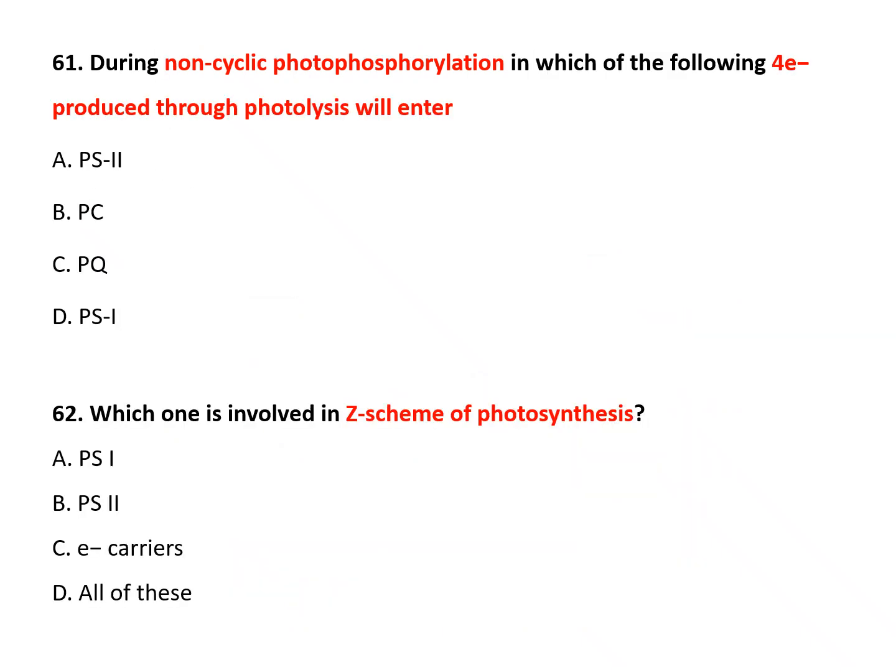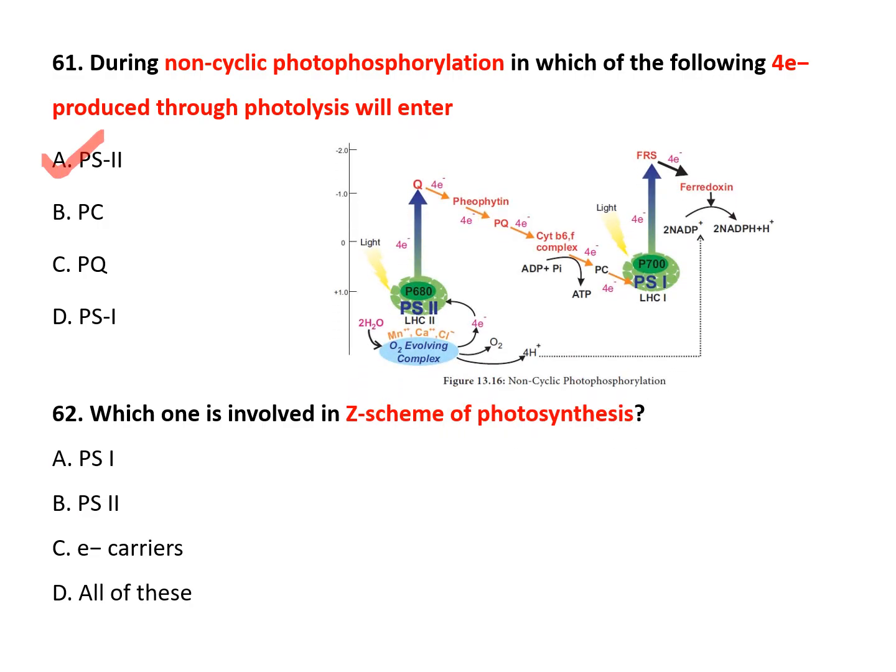The next question, number 61. During non-cyclic photophosphorylation, in which of the following will electrons produced through photolysis enter? Option A, PS2, option B, plastocyanin, option C, plastoquinone, option D, PS1. Correct answer is option A, PS2. During non-cyclic photophosphorylation, photolysis of water occurs. The photolysis of water generates electrons, and these electrons enter into PS2.